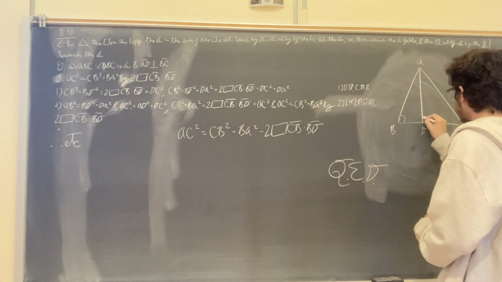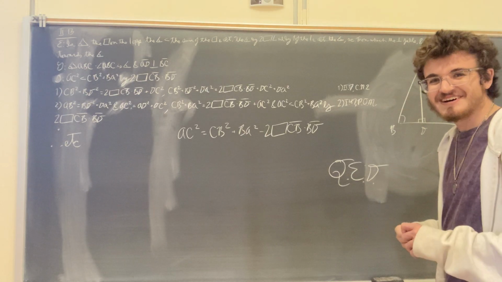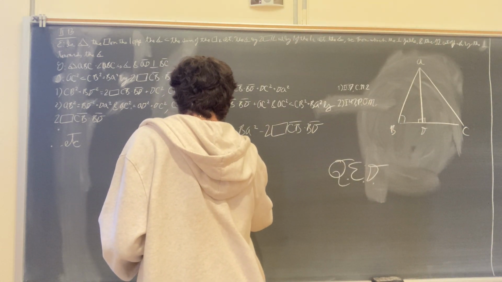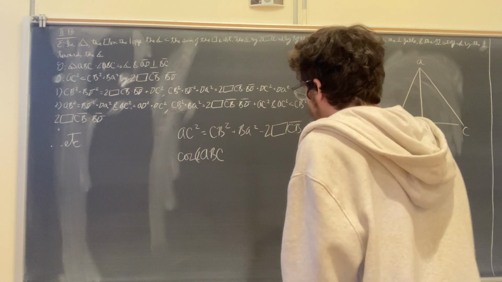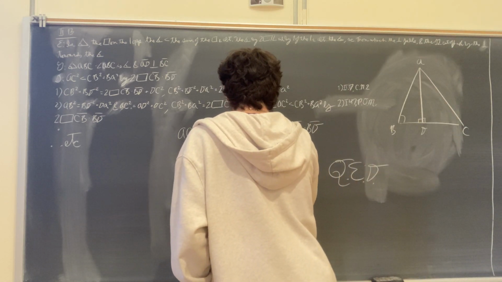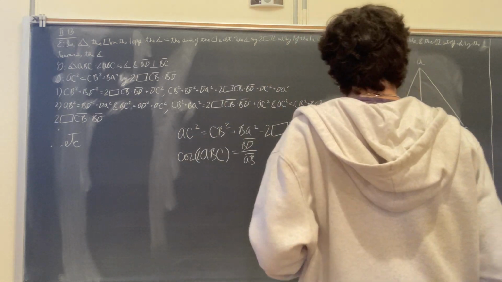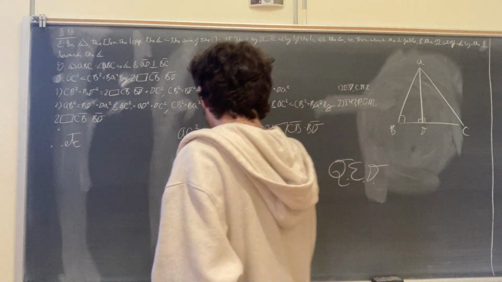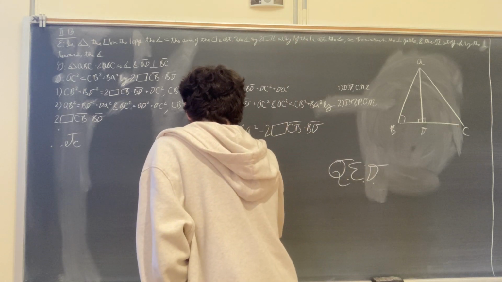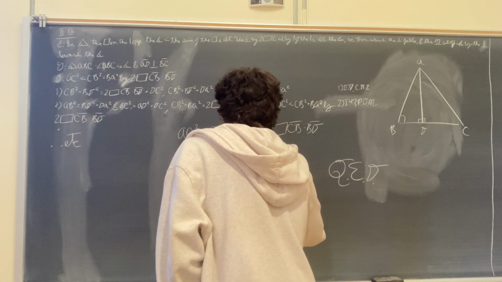So let's look at this right angle triangle right here, BAD. Simply, using cosines, we can say that the cosine of the angle ABC, which is the same as the angle ABD, equals the adjacent over the hypotenuse. The adjacent is BD, and the hypotenuse is AB. So that we can say that BD, multiplying AB on both sides, equals AB times the cosine of the angle ABC.